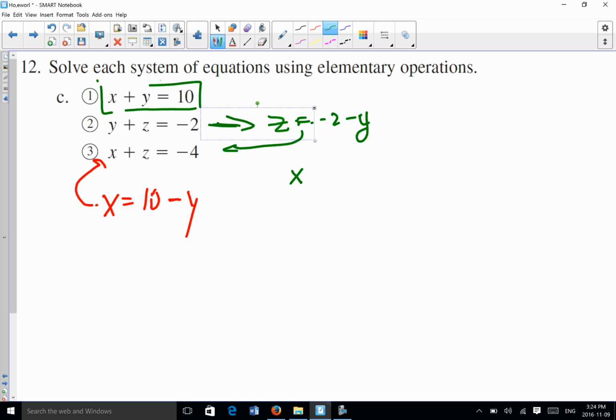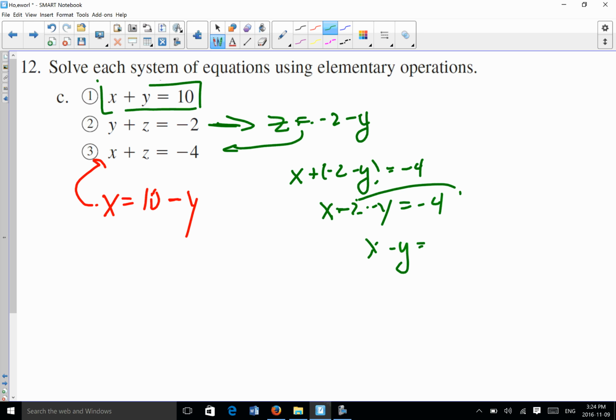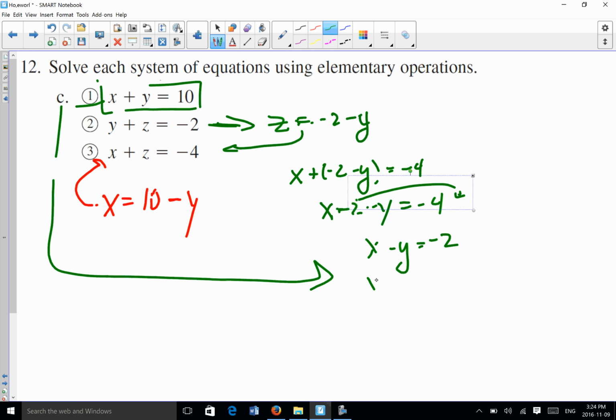So I end up with x plus z, but z is negative 2 minus y, equals negative 4. So in other words, I have x minus 2 minus y equals negative 4. Or x minus y equals, bring the 2 to this side, I'll get negative 2. If I combine that with the very first equation, x plus y equals 10, I can do my elimination. My x's are the same, so I'm going to subtract. I'll get negative 2y equals negative 12, which means y is 6.